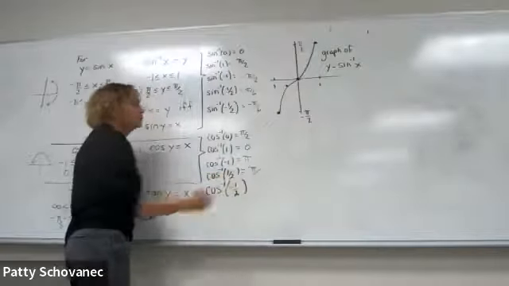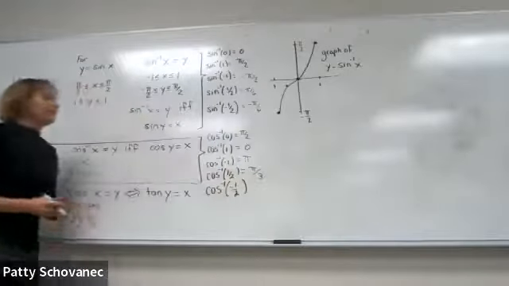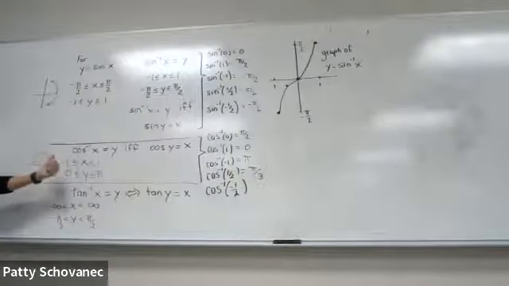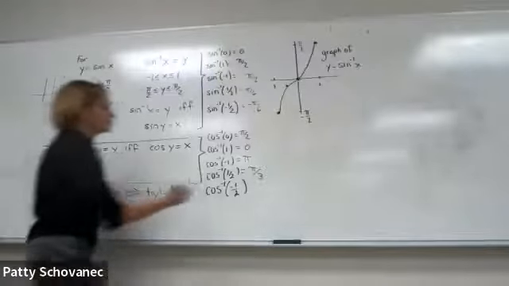Spot you the pi over 3. So now you've got to give me that. Use that as a reference angle and get me in the second quadrant so that I know the angle that I take the cosine of to get a negative 1/2. 2 pi over 3 is correct.